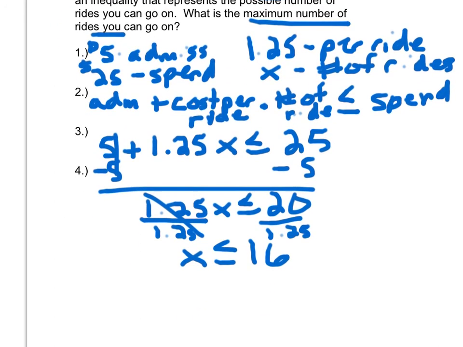It says, what's the maximum number of rides I go on? Well, this tells me I can go on 16 rides, but I can't go over that. So, 16 rides is the most that I could go on.